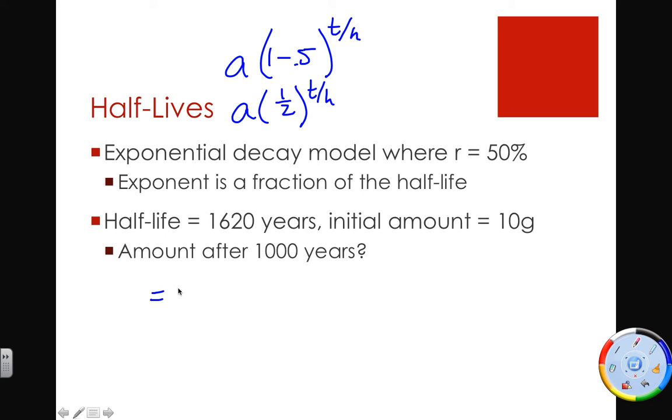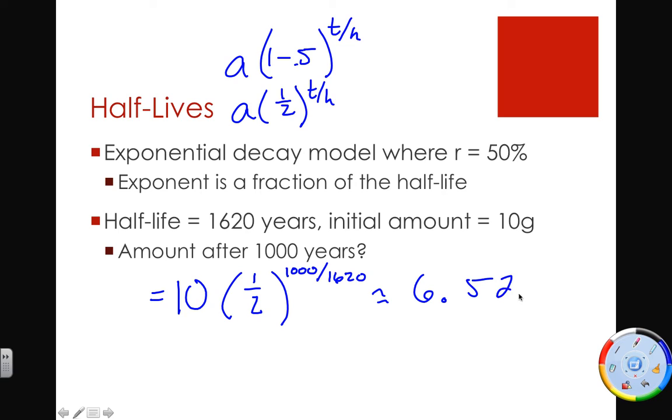You just say, okay, what was my initial amount? It was 10 times 1/2 to the t over h. So time in this case was 1,000 out of 1,620. And the answer should make sense. Let's get the answer first, and I'll explain what I was going to say there. 0.5 to the power of 1,000 divided by 1620. I get an answer of approximately 6.52 grams.